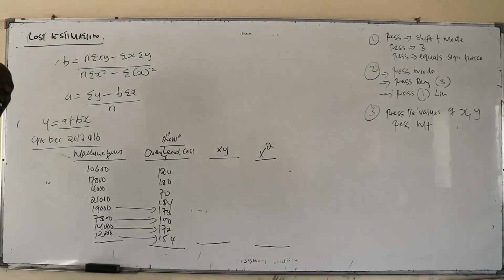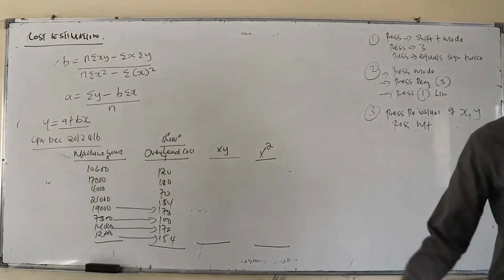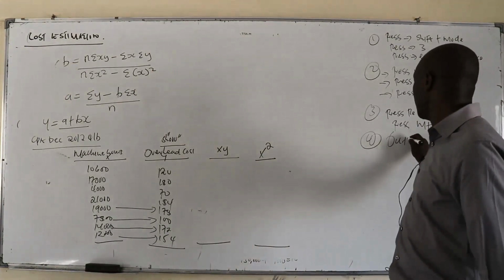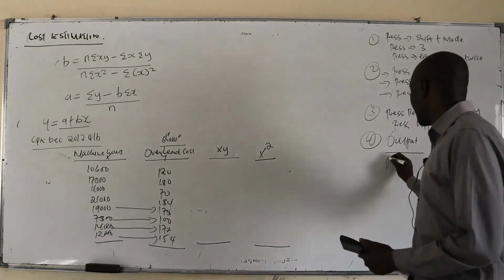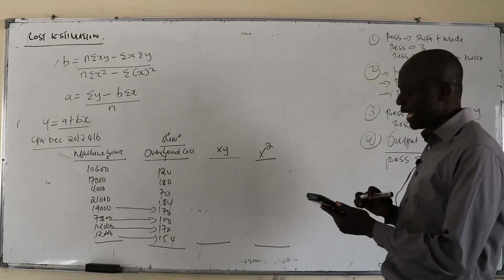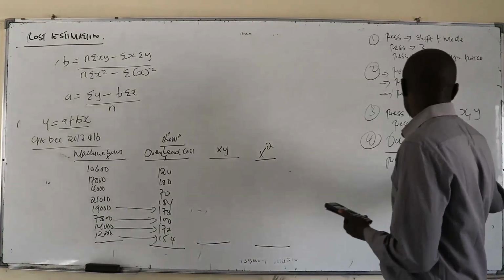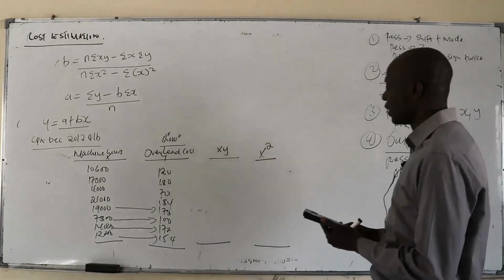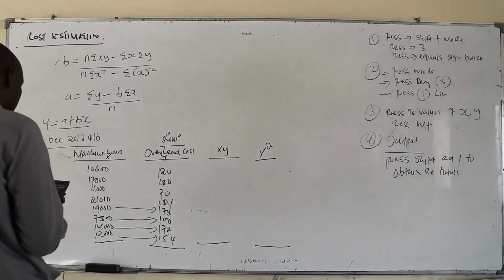So you have now pressed the values of X and Y into the linear regression mode. Then number 4, the output. To get the output, you press shift and 1 to obtain the totals.